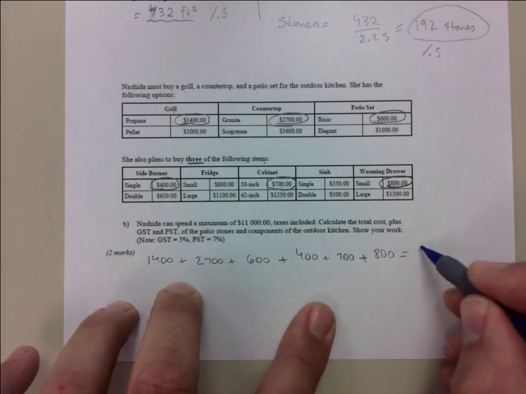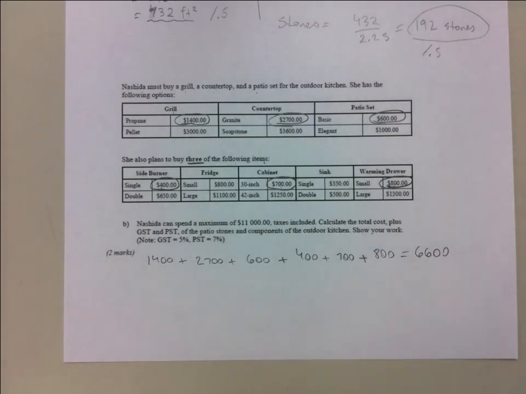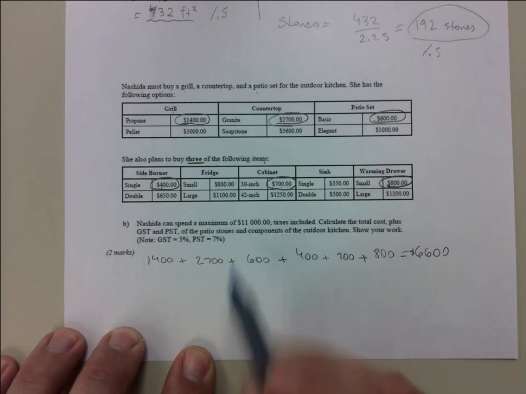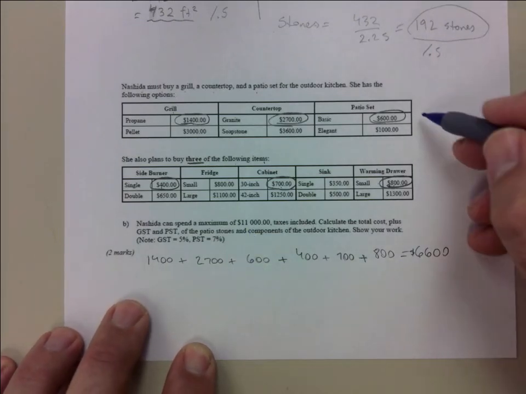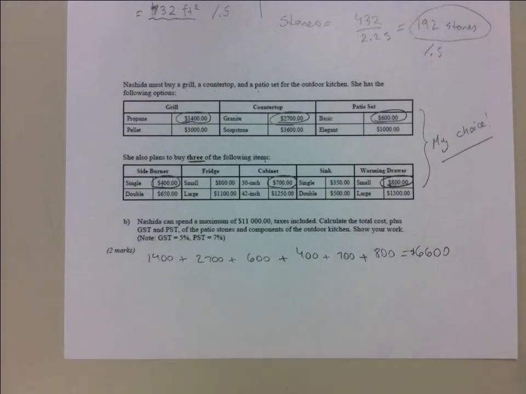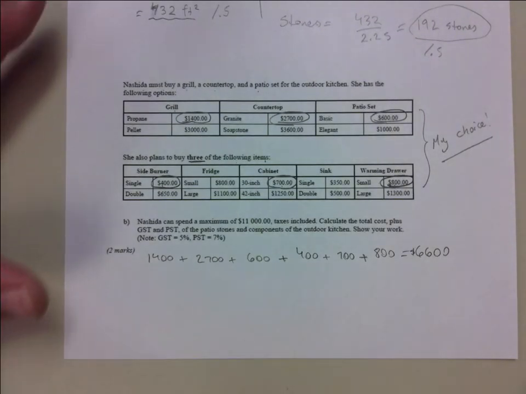I get 6,600 out of this already. So I'm well under my 11,000, so I don't worry about it. These are my choices, okay? My choice. Next, what else do I need to figure out?